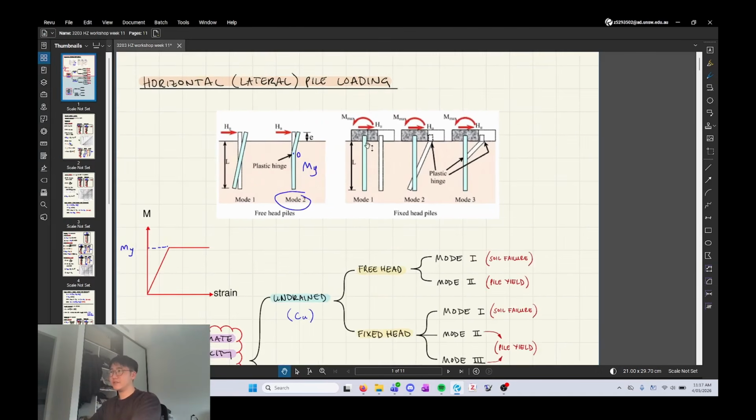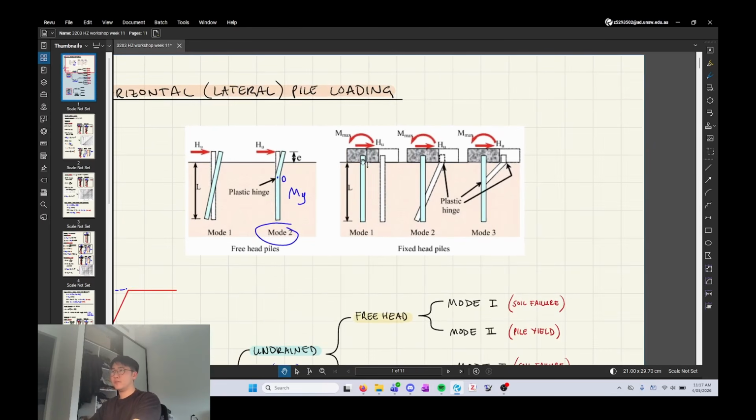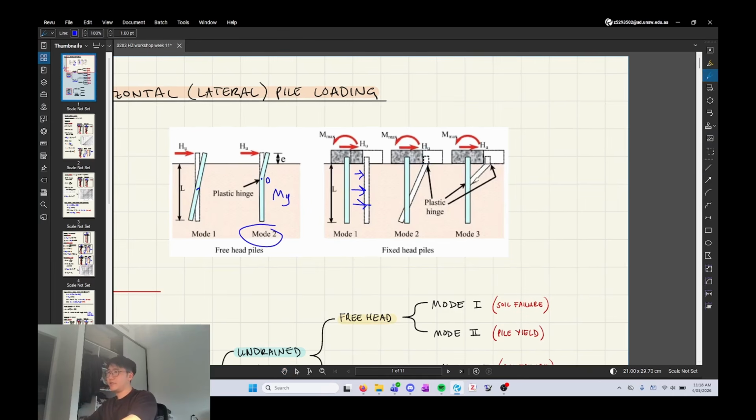For fixed-headed piles, the first two failure modes are similar, except, so the first one, basically the whole thing just shuffles across, right? So the deflection shape looks like that, rather than allowing some kind of point of rotation. For the second type, the plastic hinge will develop at the interface between the concrete block and the top of the pile, basically. And so yeah, that's where the plastic hinge will develop. And then for the second mode, there's actually two plastic hinge points. So it'll form this dog leg shape, dog bone shape, I guess.